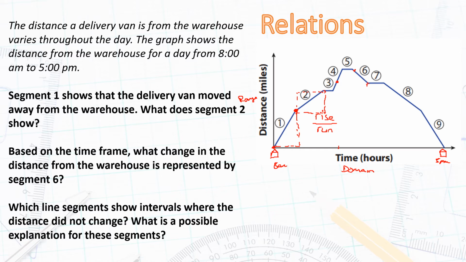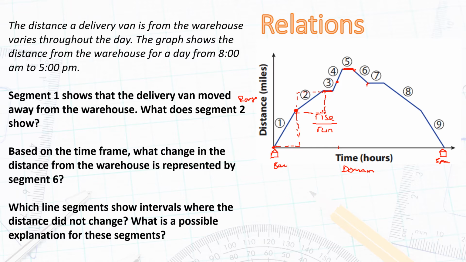Which line segment shows the intervals where the distance did not change, and what is a possible explanation for these? So no change in distance are the flat ones. So that's 3 and 5. So the distance didn't increase, but the time did. So the van was sitting still. Possible reasons that a delivery van is sitting still: it's making a delivery. So it's pulled up outside of a store, restaurant, school, whatever it is, and it's unloading its cargo. So it's taking some time to unload the cargo.